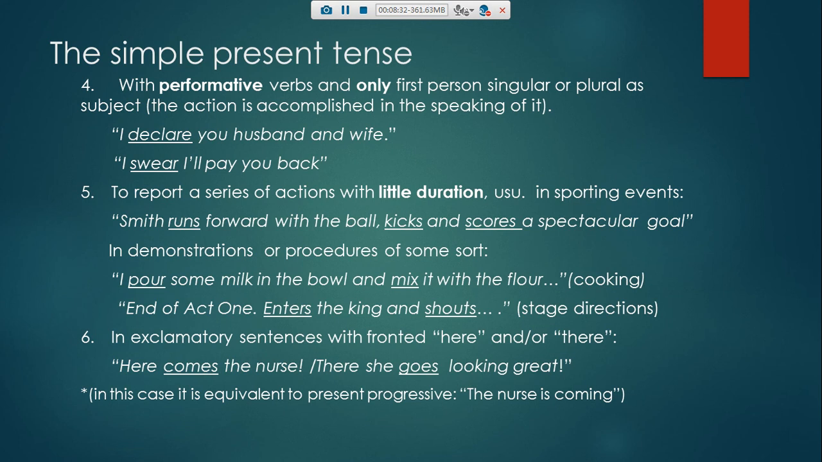The same goes for, I swear I'll pay you back. If you want to make sure someone will pay you back, you would like that person to pronounce the word swear. I swear I'll do it.